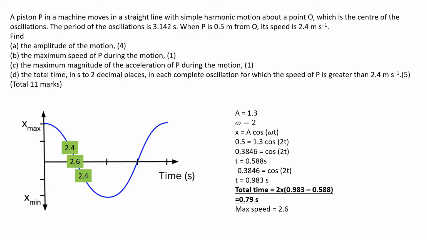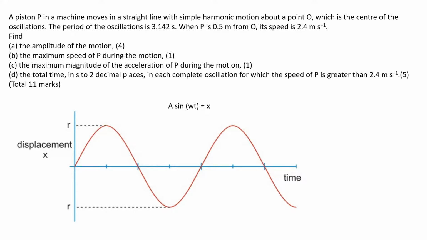Okay, so the time when it is at 2.4, the first time, is 0.588 seconds. Now we need to do the negative of the displacement, because now it's on the other side. So now you have minus 0.3846 equals cos 2t, and the time in this case is 0.983 seconds. So the time when it reaches 2.4 and goes through the equilibrium position and goes back to 2.4, the time between those 2 points will be 0.983 minus 0.588. Now because it's an oscillation and it's symmetrical in both directions, you times that by 2. So you get the total time is 2 times brackets 0.983 minus 0.588 close brackets, and you end up with 0.79 seconds.